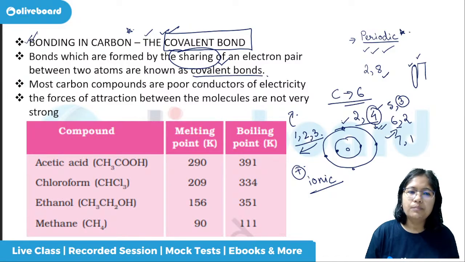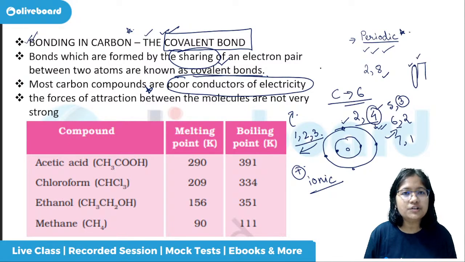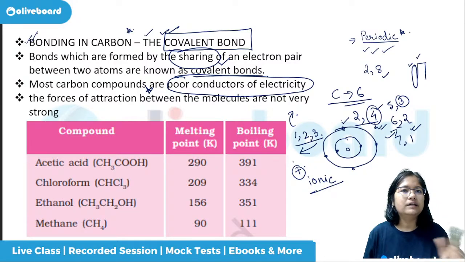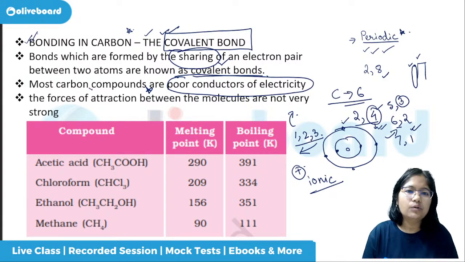That is why most carbon compounds are poor conductors of electricity, because for conduction of electricity we know that there is the requirement of ions. So ionic compounds are good conductors of electricity because they have those ions, but the covalent bond formers, like carbon, you will see that they are mostly poor conductors of electricity. The reason being that they do not have these ions to conduct electricity. They are already forming the covalent bonds.